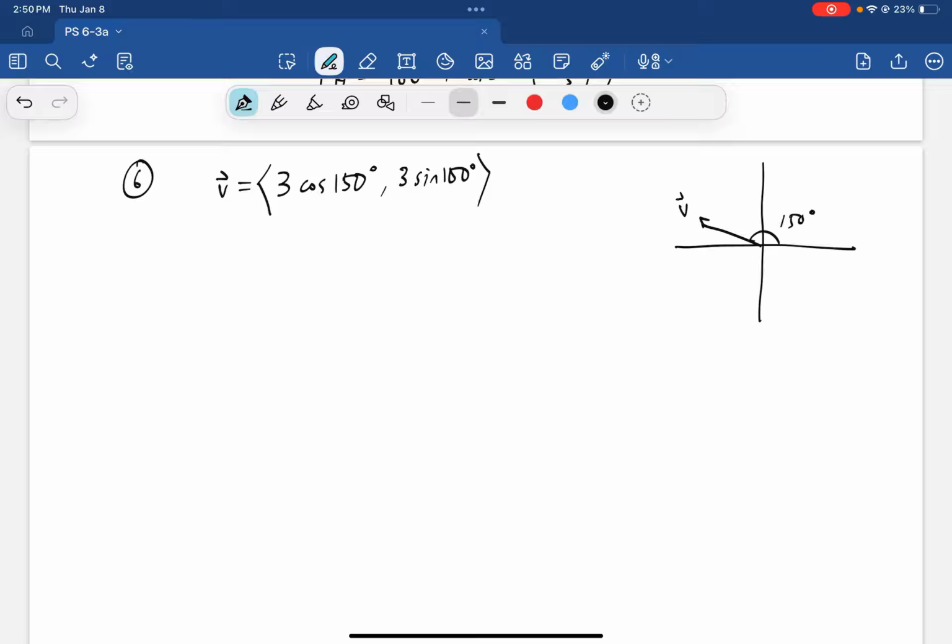And so we would have to simplify this more, because 150 is an easy angle. And so we're going to get an answer of -3 root 3 over 2, because cosine 150 is -root 3 over 2, and then sine 150 is half, so the y component is 3/2. Or actually, the question asks for i and j, right? So I have to write this in terms of i and j.